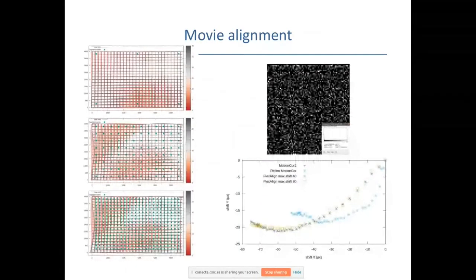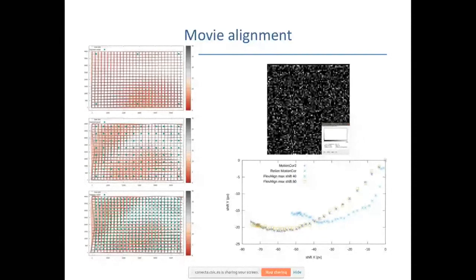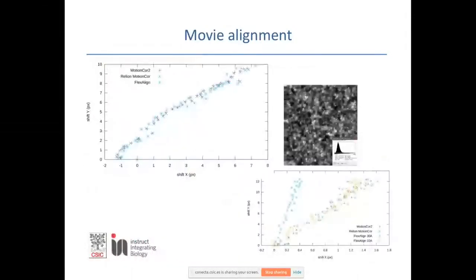But then we found a data set for which these 30 angstroms gave completely incorrect results. You see, this is the correct trajectory, and this is the incorrect trajectory.